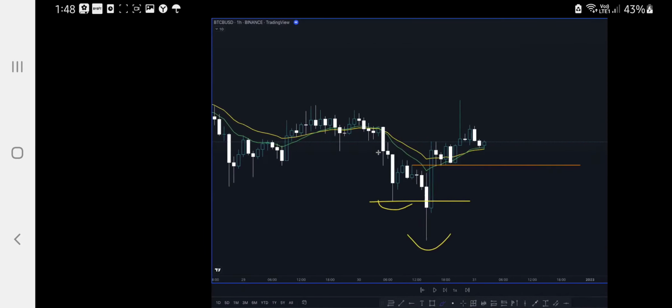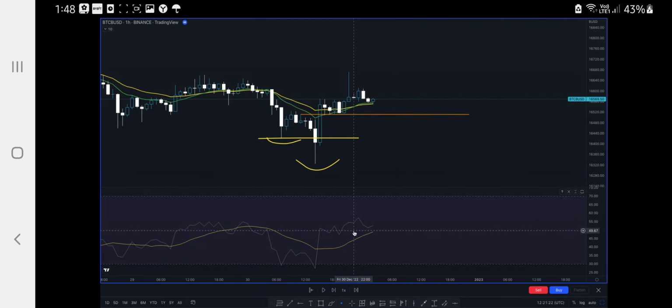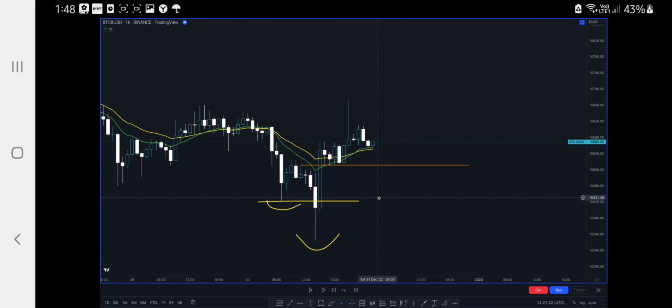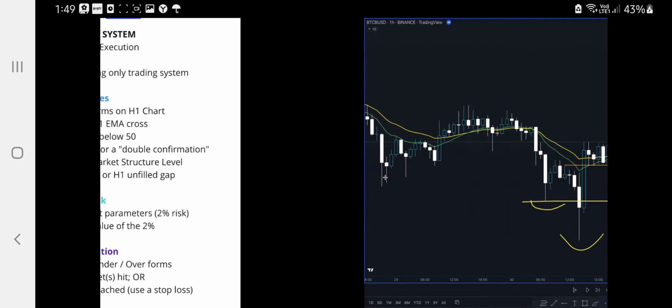We then want to look at RSI. RSI at or below 50. The RSI is hovering around the 50 level, so at or below. That is valid, and you'll see why in a second. It's at or below 50 at the point of execution. We haven't executed yet. Under over forms on the M5 for double confirmation. So this is the final and most important rule in terms of the structure of entering the trade.